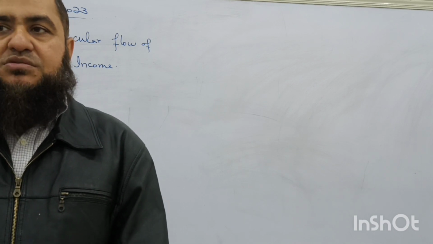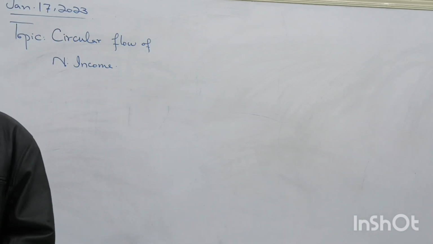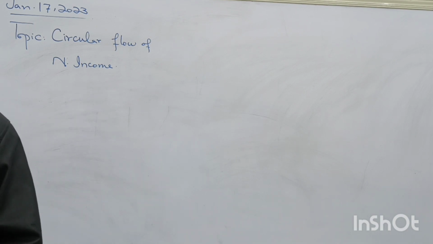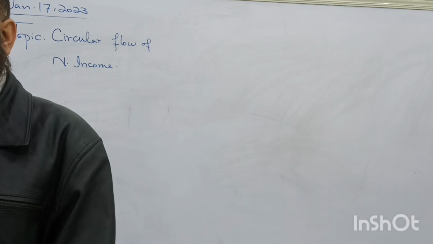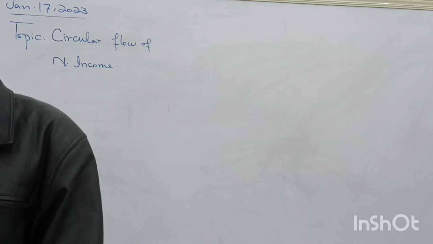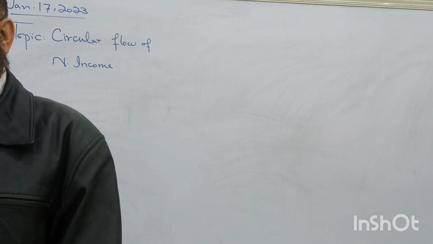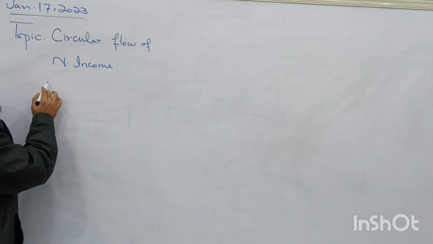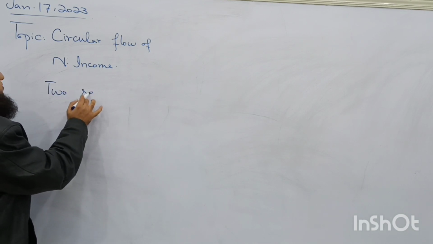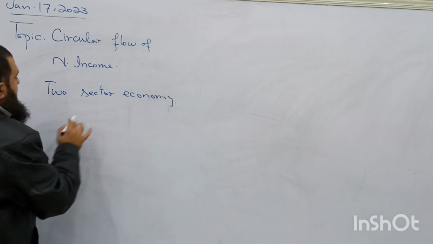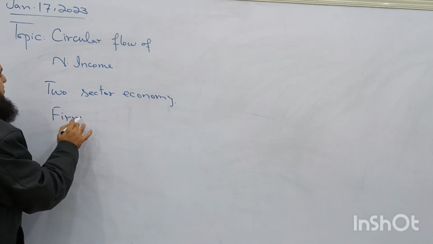So today I am going to start what is the circular flow of national income. Keep it in mind there can be three types of economies. One is called two-sector economy, another is called three-sector economy, and third one is called what? Four-sector economy. Broadly speaking, we have closed economy and open economy. Two-sector economy will include the firm and households.